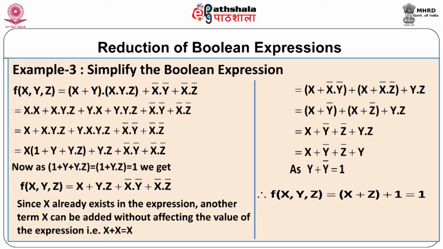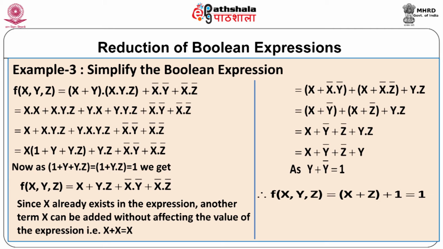So, after 4 lines, as you can see, we get the terms 1 OR with y OR with yz, that is also equal to 1 OR with yz, that is also equivalent to 1. So, thus the term is reduced to only a binary number 1. Since x is already existing in the expression, another term x can be added without affecting the value of expression, that is x OR with x results in only x.